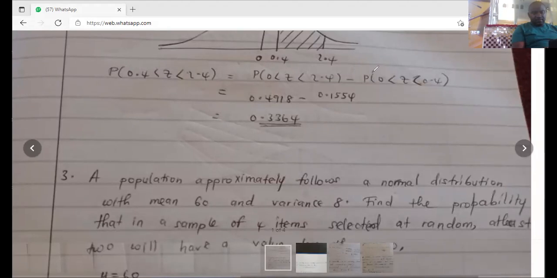mean of 60. Find the probability that in a sample of four items selected at random, at least two have a value less than 54.